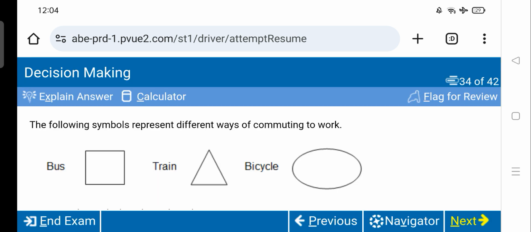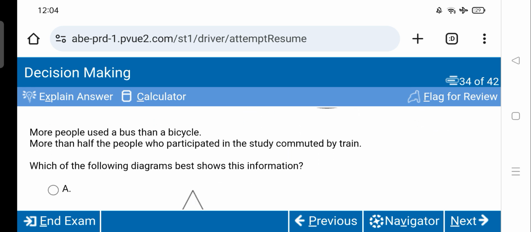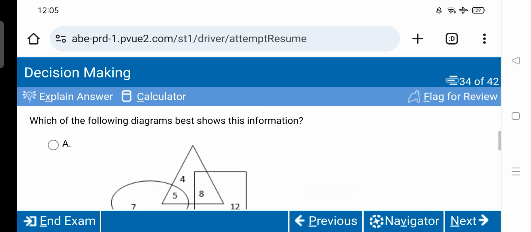Next we have the following symbols represent different ways of commuting to work: bus, train, bicycle. More people used a bus than a bicycle. More than half the people who participated in the study commuted by train. So which of the following diagrams best shows this information?